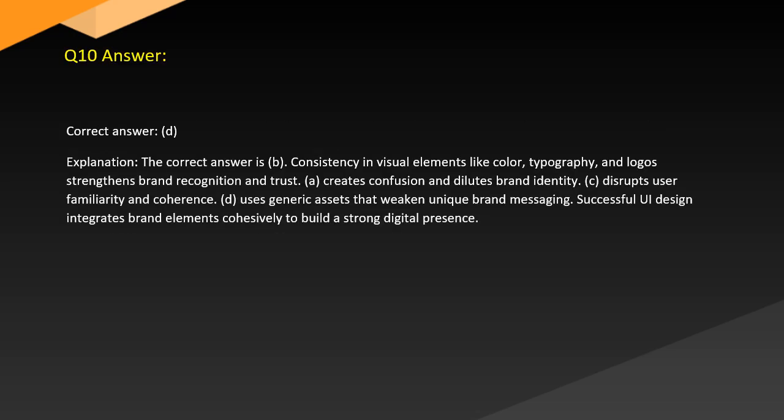Answer. Correct answer, D. Explanation. The correct answer is B. Consistency in visual elements like color, typography, and logos strengthens brand recognition and trust. A creates confusion and dilutes brand identity. C disrupts user familiarity and coherence. D uses generic assets that weaken unique brand messaging. Successful UI design integrates brand elements cohesively to build a strong digital presence.